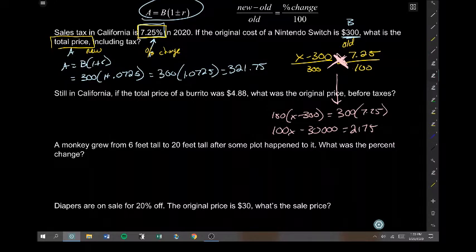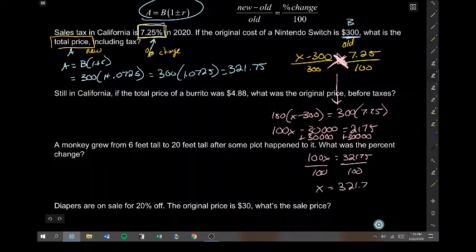These numbers seem kind of crazy at first, but just stick with it. Our next step is going to be to add 30,000 to both sides. So that means that 100x equals 32,175. Then we divide both sides by 100. That moves the decimal to the left. x equals 321.75, which, boom, just what we got last time.